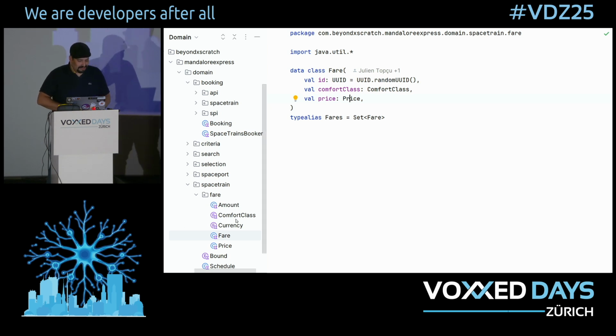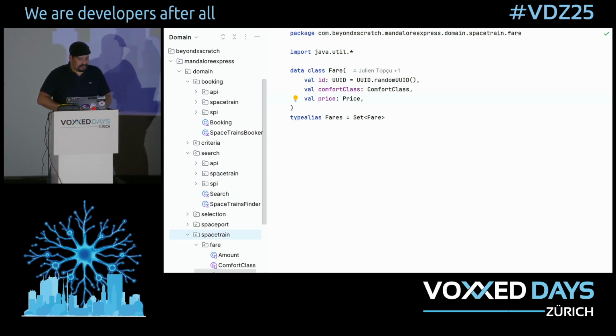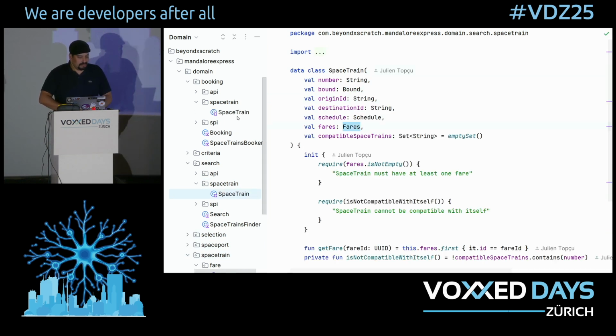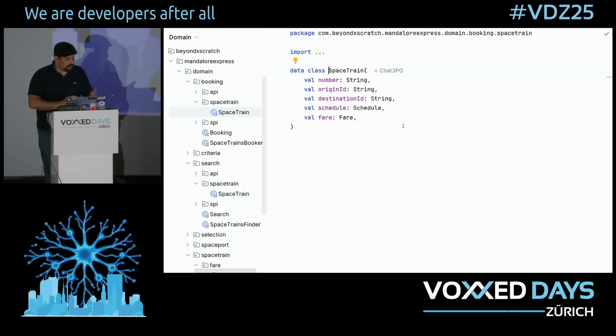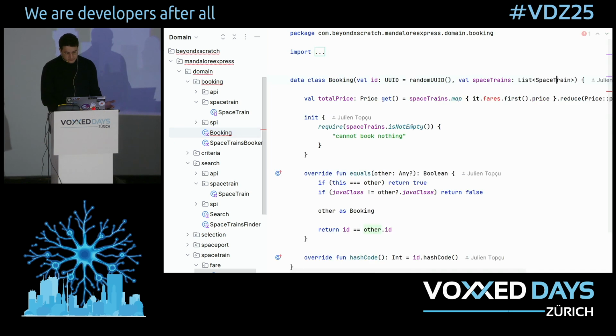Boring. Okay, so let's see what it has done here. So the space train disappeared from the legacy package here. We should have one in the search. That looks like what we used to have with the list of fares. Makes sense. But in the booking, we should have a new one that looks like what you showed us before. And more importantly, if we go to booking, we should get rid of the model tension that we had.